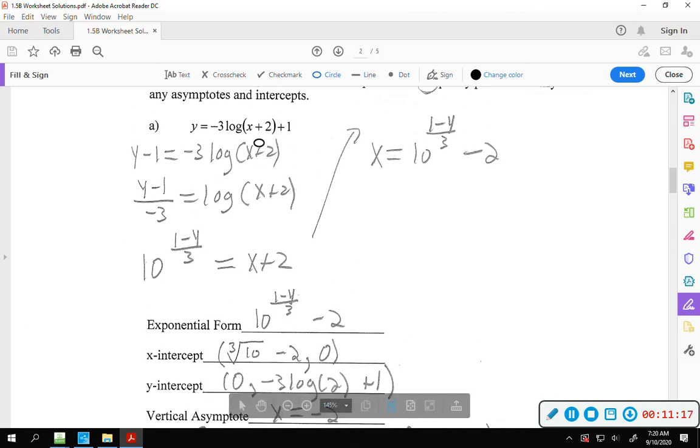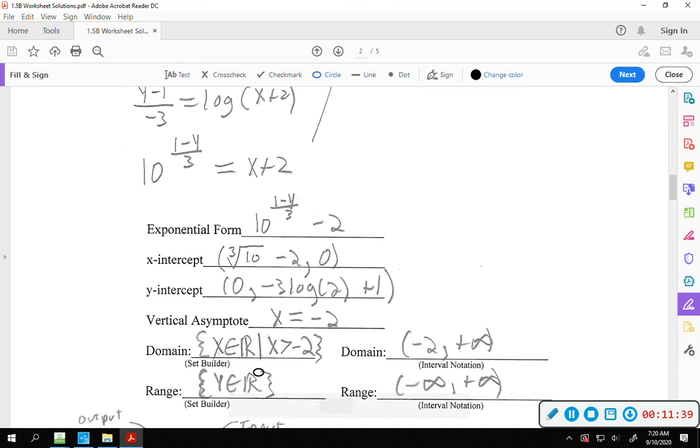Not always. If this is x squared plus 2, we wouldn't have a domain restriction. We need to check to see that the argument is always greater than 0, because we cannot take a log or a natural log of a negative number or 0. So x plus 2 has to be greater than 0. When we subtract that 2 to the other side, x is the element of all real numbers such that x has to be greater than -2. Here's how it's written in interval notation.